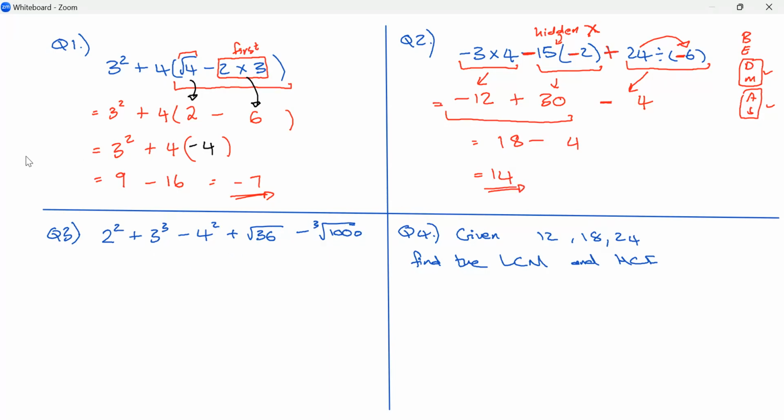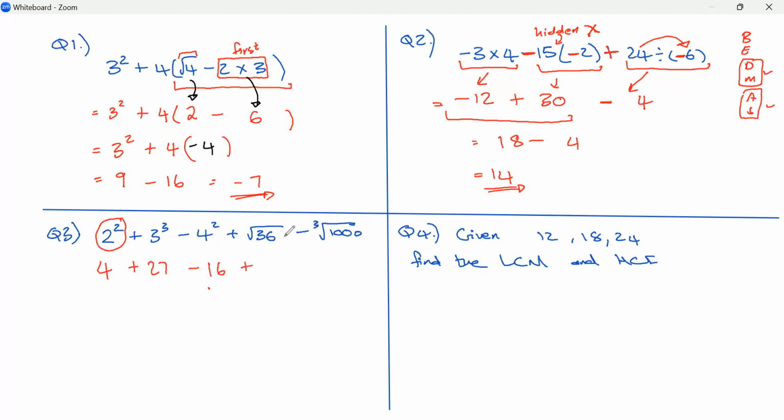All right. Squared numbers, square roots. For this one, 2 squared, remember, is 2 times 2. And that's going to get me 4. 3 cubed is 3 times 3, which is 9 times 3, which is 27. 4 squared is 4 times 4, which is 16.